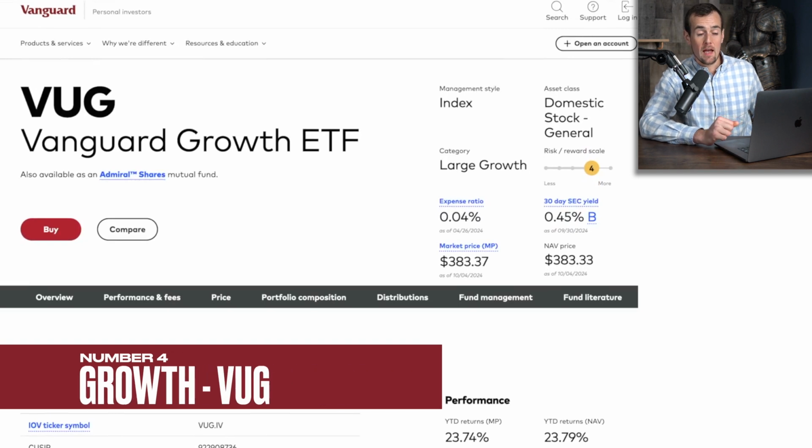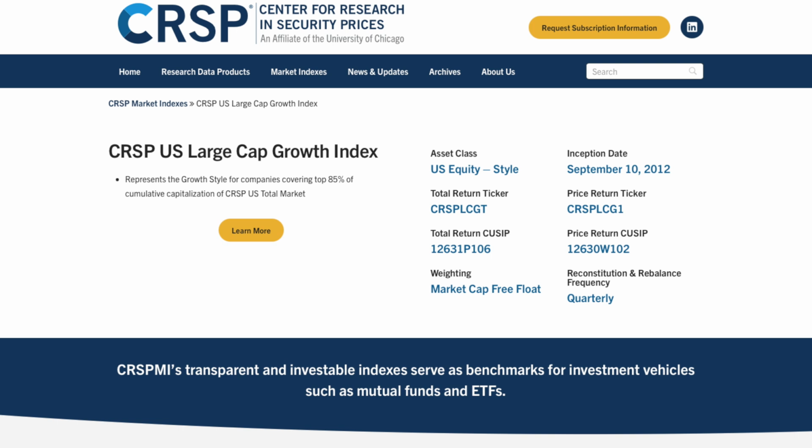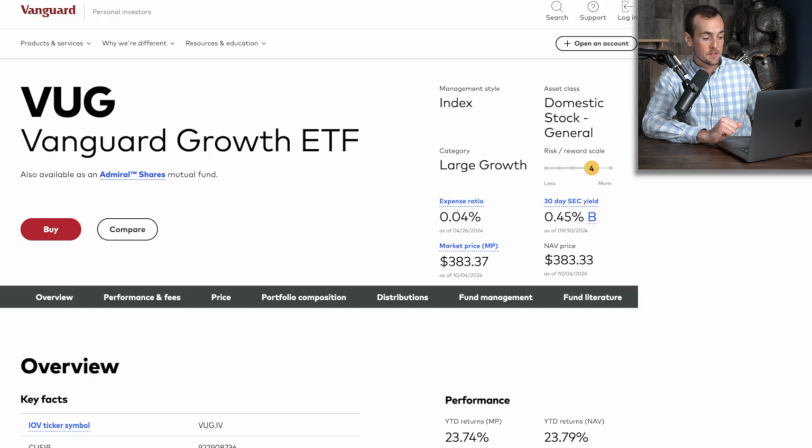Next on the list here, we have VUG, which is the Vanguard Growth ETF. This fund is going to provide you with exposure to large US growth stocks by tracking the CRSP US Large Cap Growth Index. Now, this index tracks the performance of 183 leading US companies with above average revenue growth.